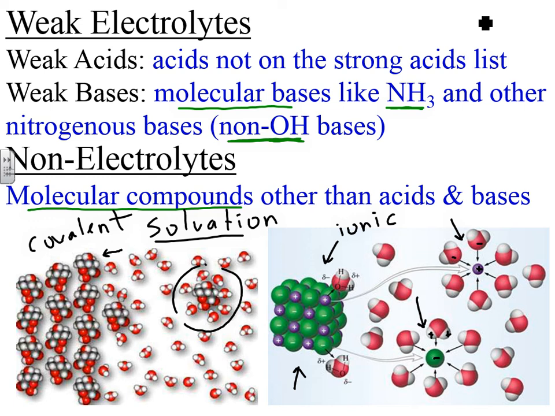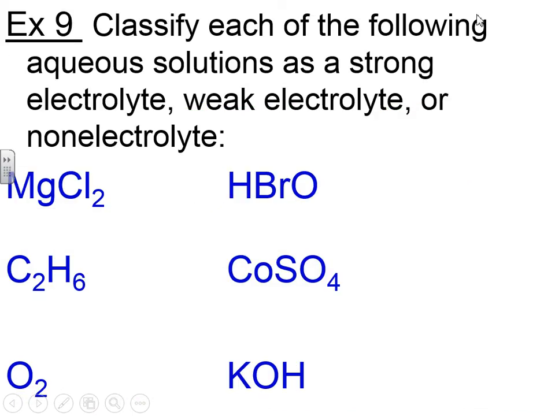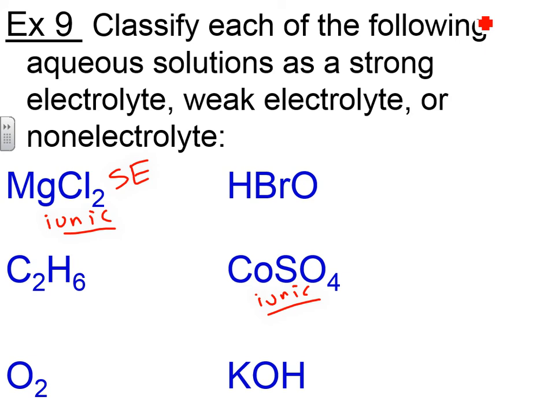Okay, let's do an example problem, and then we'll wrap up. It says classify each of the following aqueous solutions as a strong electrolyte, weak electrolyte, or a non-electrolyte. This first example, magnesium chloride, we recognize is an ionic compound. Anything that's ionic will have ions and will be a strong electrolyte because it will dissociate. So this is a strong electrolyte. In fact, every ionic compound is a strong electrolyte. Do you see any other ionic compounds? Here is another one. Cobalt(II) sulfate is also a strong electrolyte because it is ionic.